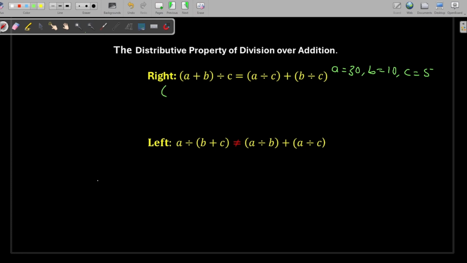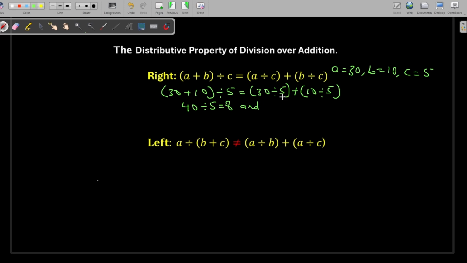So, we have (A is 30, plus B is 10) divided by 5, we said is equal to (30 divided by 5) plus (B, which is 10, divided by 5). So let's see if they are equal. So 30 plus 10 will give us 40, and 40 divided by 5 is equal to 8. And let's see what we have on the right hand side.